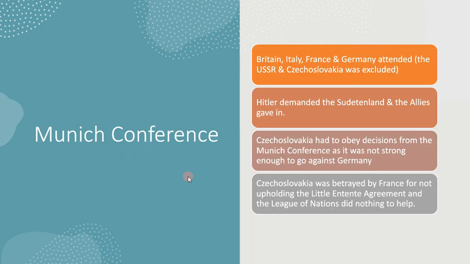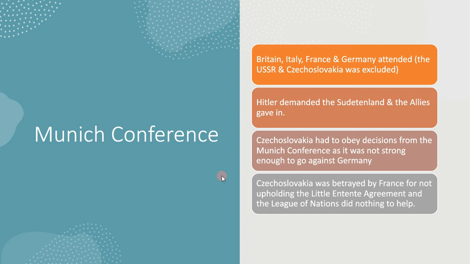So the Munich Conference was essentially the high point of the appeasement policy. These were Hitler's most aggressive actions. Hitler wanted the Sudetenland from Czechoslovakia, and the Allies gave in. I'm not sure how to pronounce it. After the conference, which Britain, Italy, France and Germany attended, the crucial part was that the Soviet Union was left out, and Czechoslovakia essentially had no say over their own country's land.